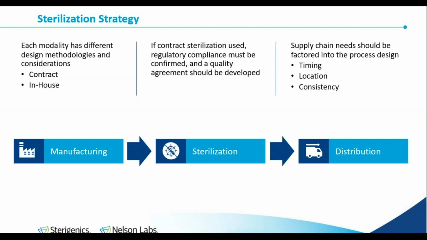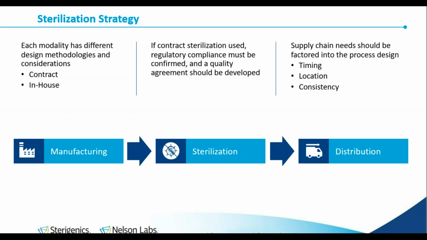So ultimately, though, we have to decide, how are we going to process this product? And we need to walk through the various pieces. We go from manufacturing, and we have to talk about whether or not we're going to be sterilizing the product in-house or using a contract sterilization company. And if contract sterilization is used, we need to be aware of regulatory compliance, and we definitely need to have a quality agreement developed if there's any medicinal product involved. And ultimately, supply chain needs to be factored into the process design, the manufacturing process design.